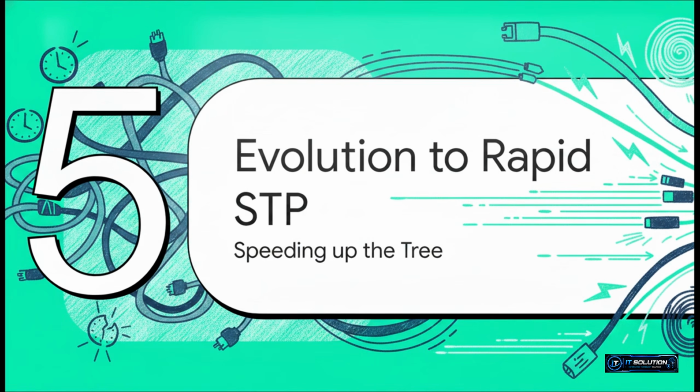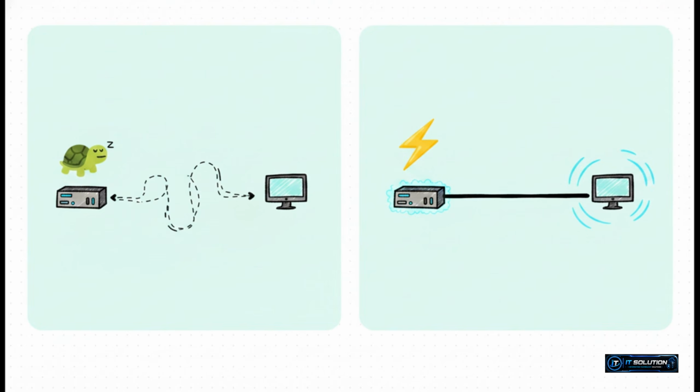Which leads us perfectly into our final section, Part 5, the evolution to rapid STP, speeding up the tree. You know, waiting 30 to 50 seconds for convergence was totally fine back in the 1990s. But as networks got faster, waiting that long just wasn't good enough anymore. Enter rapid STP, or IEEE 802.1w. It massively speeds up the process. It's backwards compatible, but way more efficient.